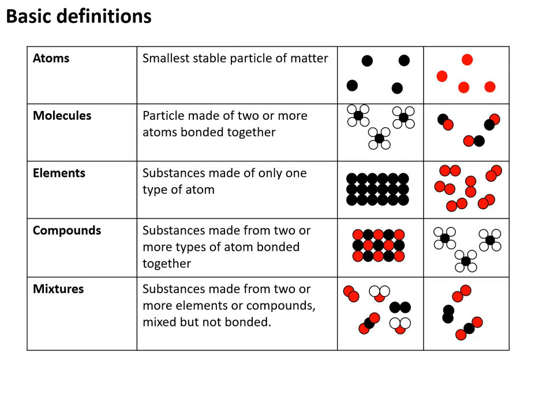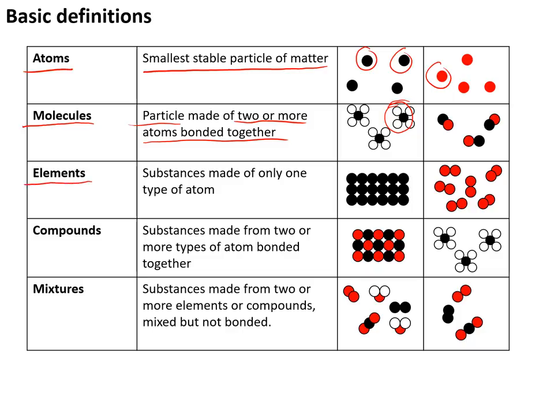To begin with, if we look at some basic definitions, we need to think about atoms. Atoms are normally represented drawing single circles like these. Different colours represent different types of atom, and an atom is the smallest stable particle of matter. Atoms can join together to form molecules. A molecule is a particle made of two or more atoms bonded together, and they can be different types of atom, or they can be the same types of atom, that doesn't matter. But they're two or more atoms bonded together.